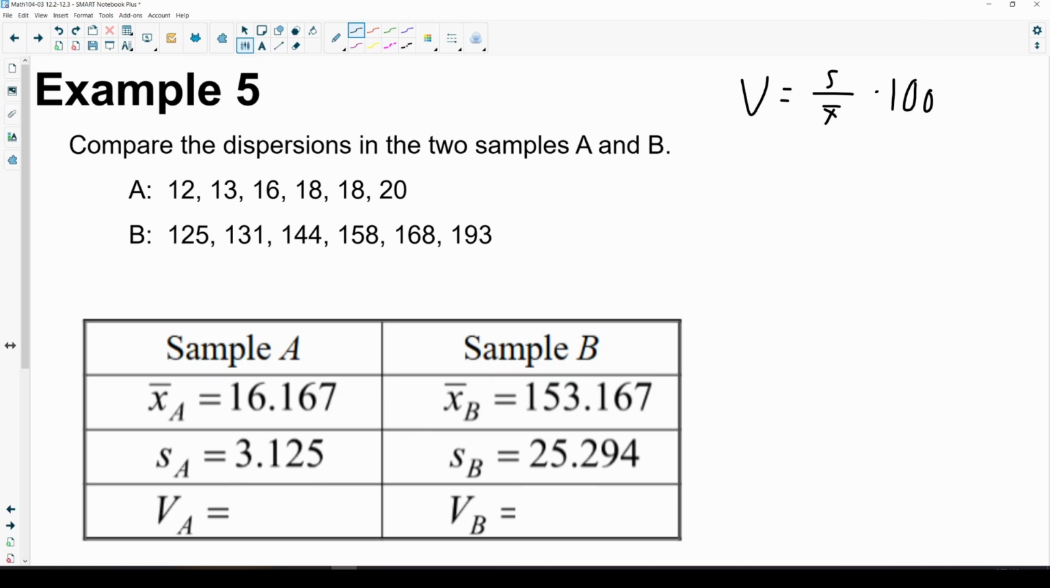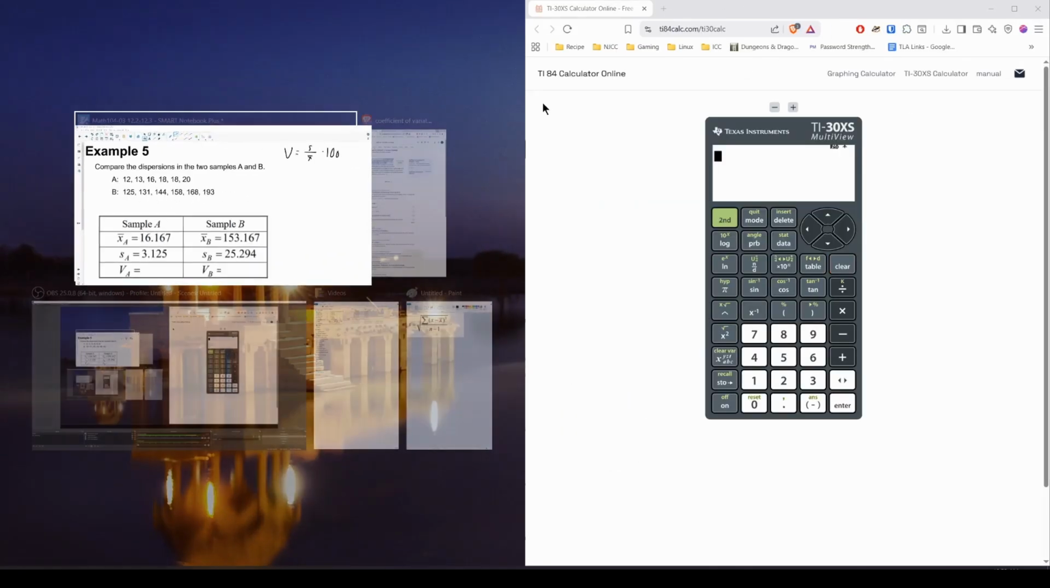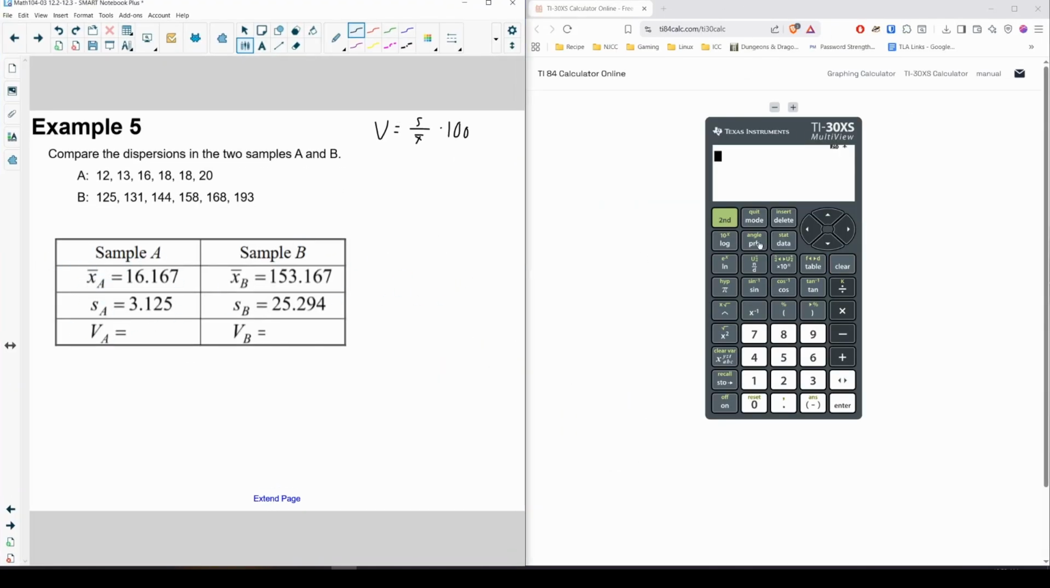So if we take our calculator again, and pop it back in, for our sample A, we can take 3.125 divided by 16.167, which gives 0.19329. We're going to multiply that by 100, moving our decimal point over twice, which will give us 19 point, we'll go out 3 decimal places like we did above, 329. Note that I'm not rounding the 9 up because the 4 would keep it as a 9.